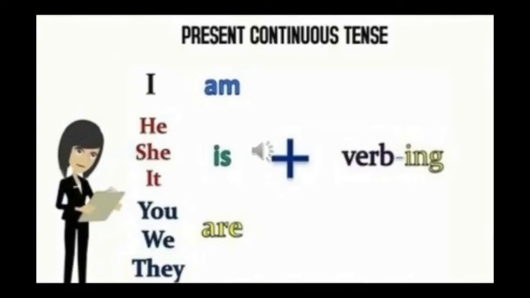This is the format of present continuous tense. First we have to place the subject, then is or are or am, then the first form of the verb. Along with the first form of the verb we have to add ing. So the first form of the verb plus ing.